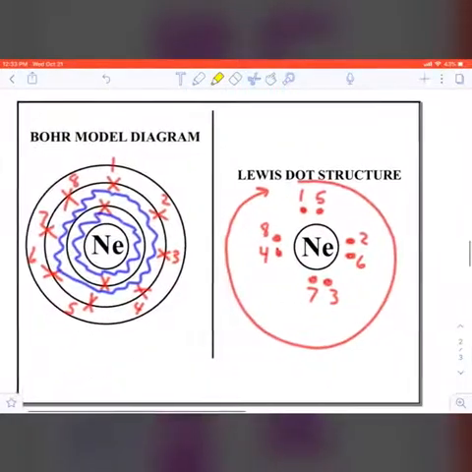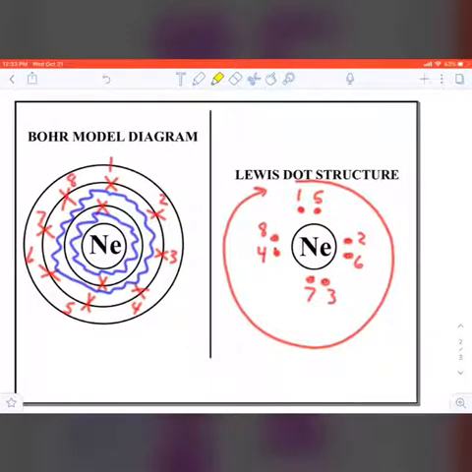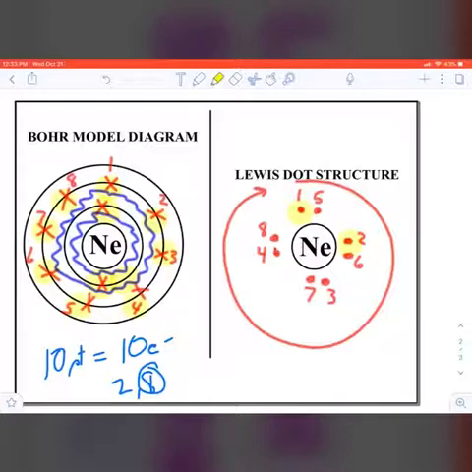All right, let's try neon. Now neon's in family 8, but it has 10 protons, which equals 10 electrons. Okay, 2, 8. It's in family 8 because it has 8 outer shell electrons. But even if you didn't know that, we'd go 1, 2, 1, 2, 3, 4, 5, 6, 7, 8. And it's all full. And if you came over here and did it in the Lewis dot and follow the merry-go-round, you're going to notice that it has 8 and it's full. Everybody has a place at the table. That's how we know it's full.